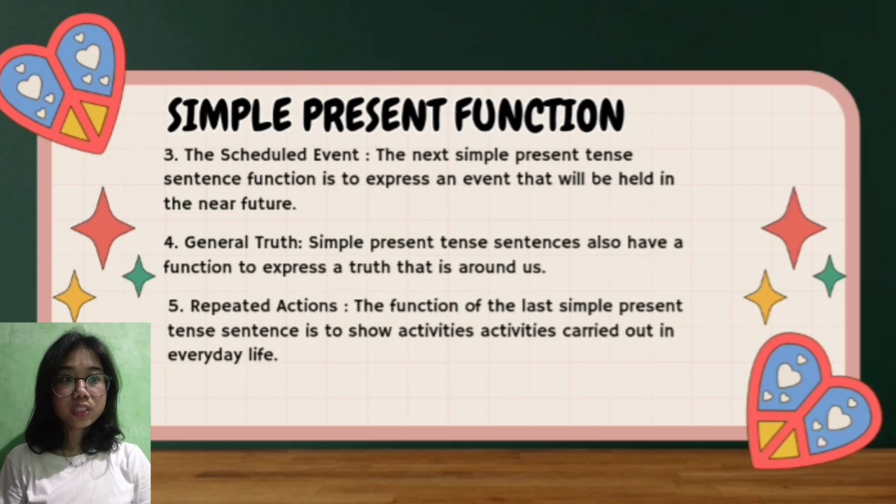3. The schedule event. The next simple present tense sentence function is to express an event that will be held in the near future. 4. General truth. Simple present tense sentences also have a function to express a truth that is around us. 5. Repeated action. The function of the simple present tense sentence is to show activities carried out in everyday life.